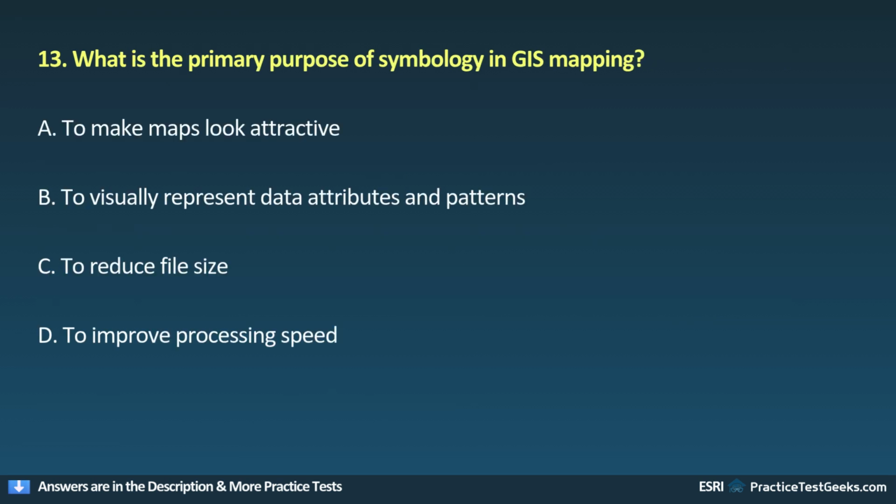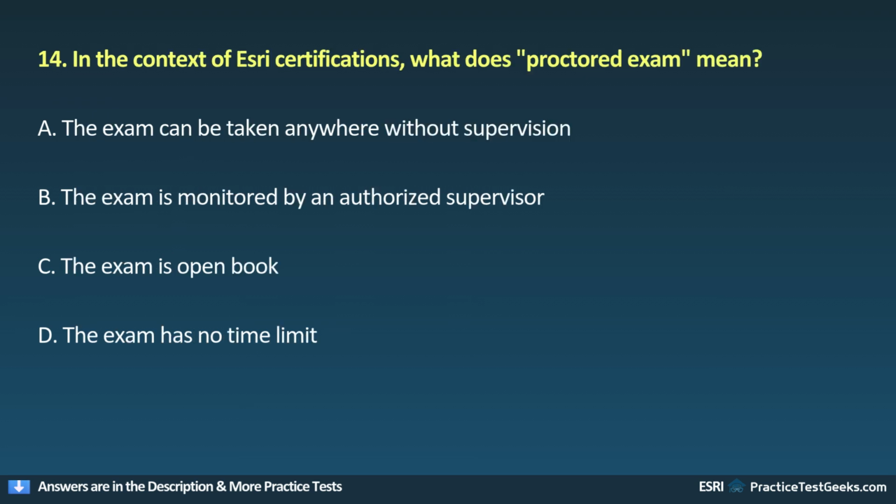13. What is the primary purpose of symbology in GIS mapping? A. To make maps look attractive. B. To visually represent data attributes and patterns. C. To reduce file size. D. To improve processing speed.